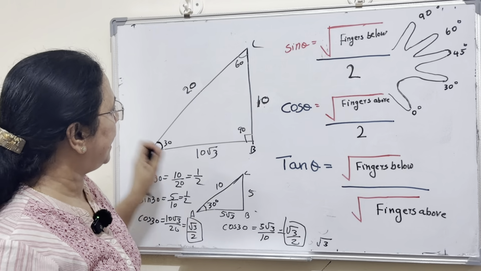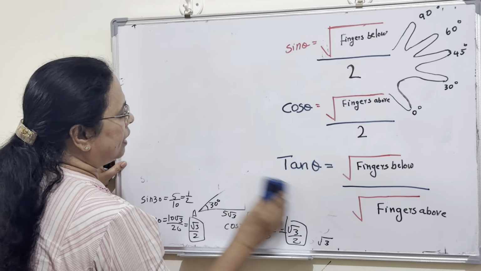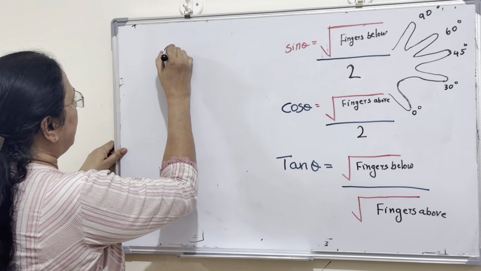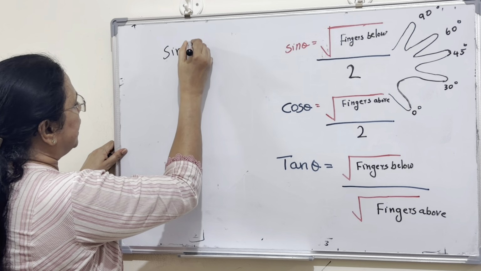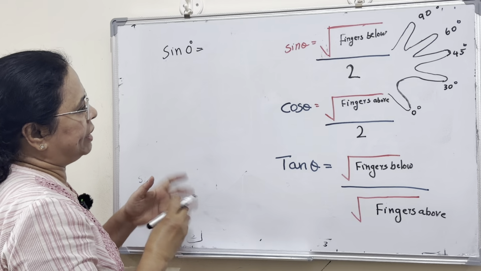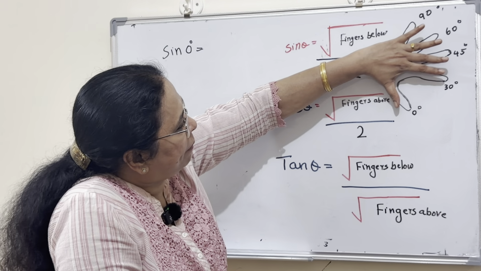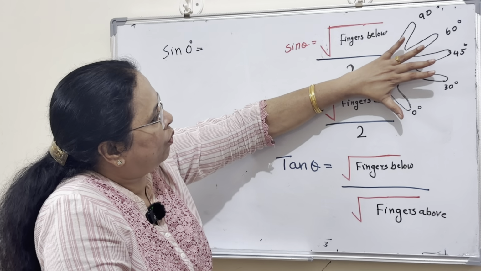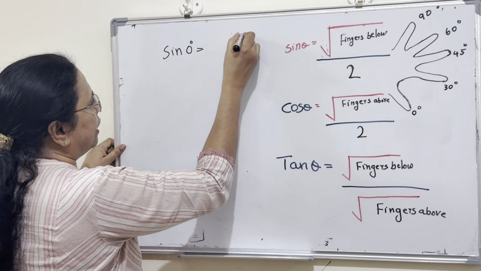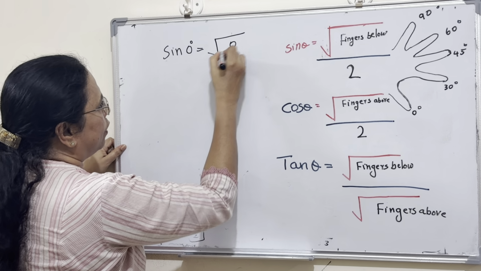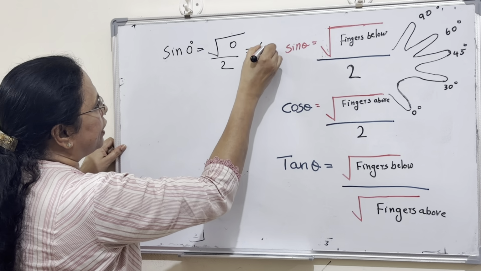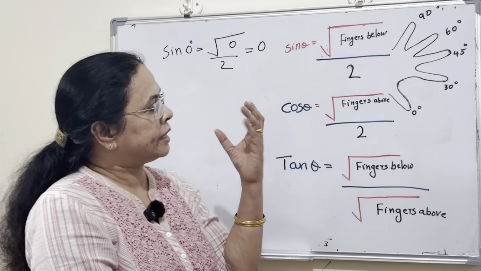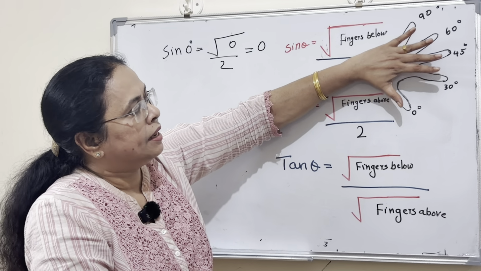Now, let me go for sine of angle 0. What is the formula I have written here? Sine of 0 degree is equal to how much? I can keep my finger like this. Fingers below this 0 degree, any finger? No. So I can write under root fingers below, which is 0, divided by 2. So sine 0 is 0. Without taking any paper, even in the exam hall you can use your left hand like this.